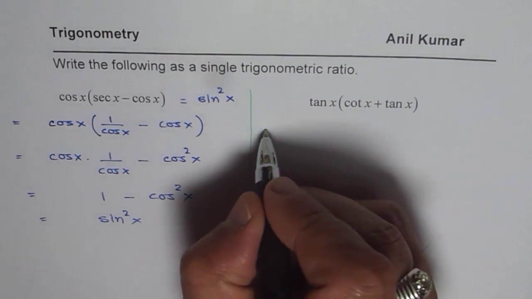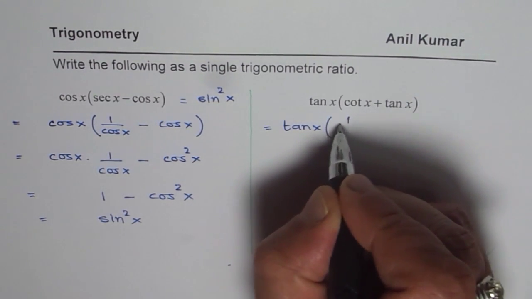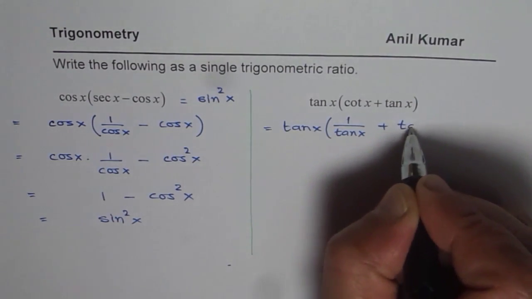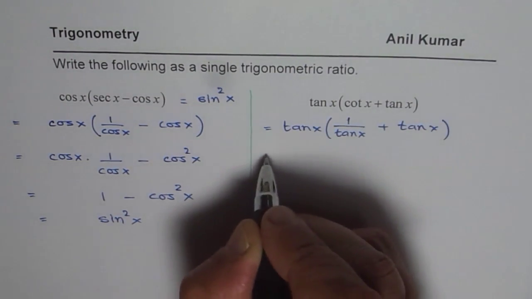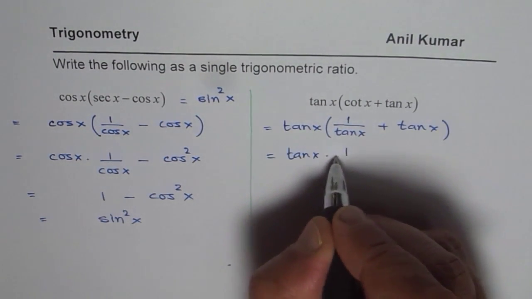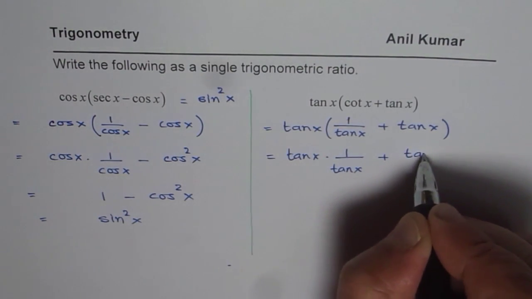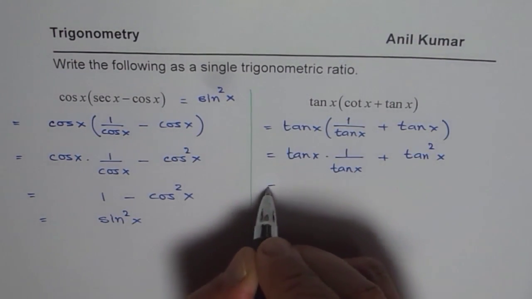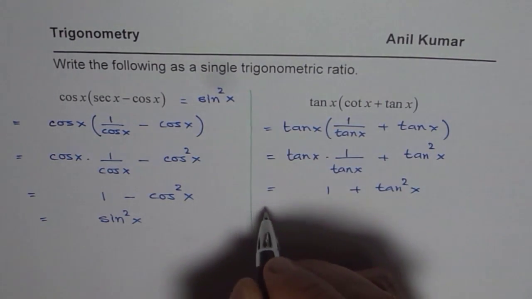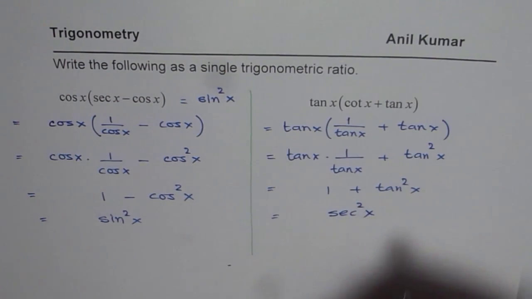Now let's work with the second one, which is tan x times (cotangent x plus tan x). So we can write this as tan x times (1 over tan x plus tan x). When you open the bracket, just as we did here, we get tan x times 1 over tan x plus tan square x, and then we get 1 plus tan square x, and as you know, 1 plus tan square x is secant square x, right?